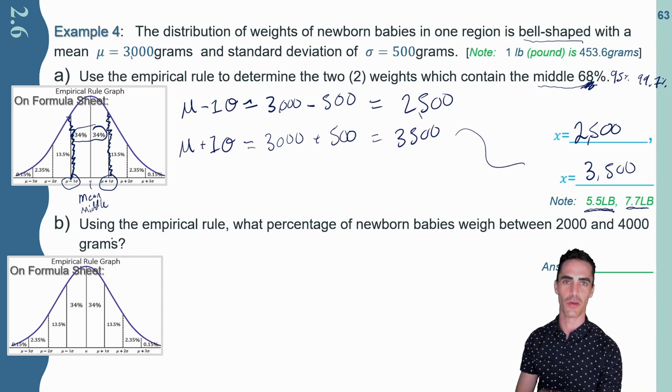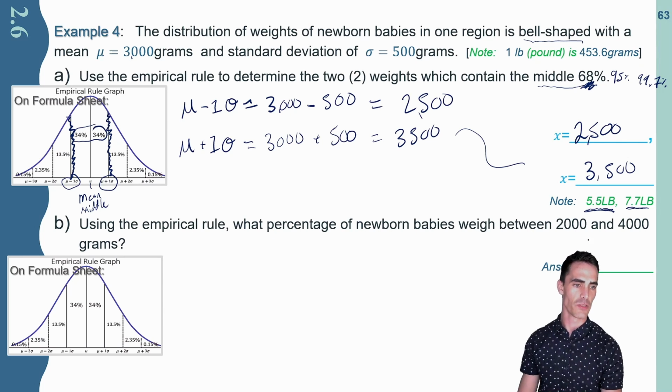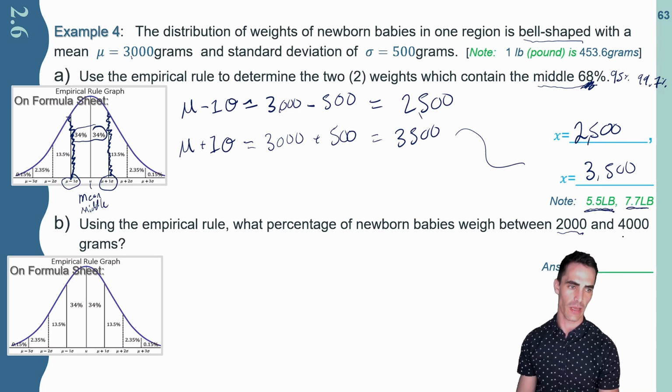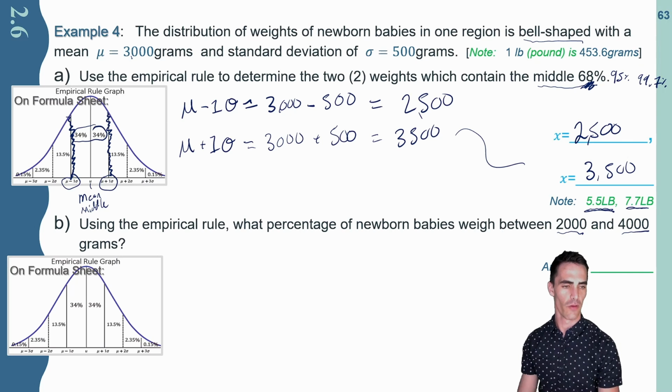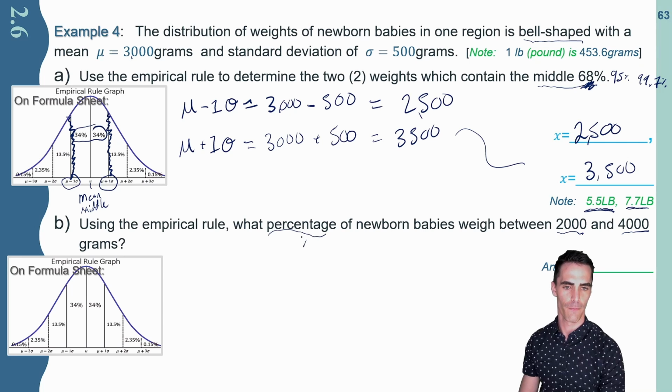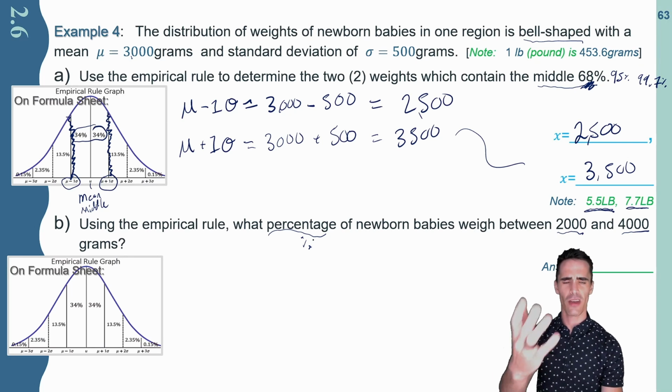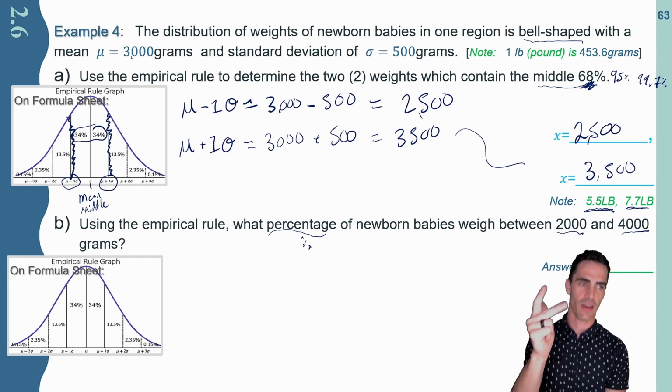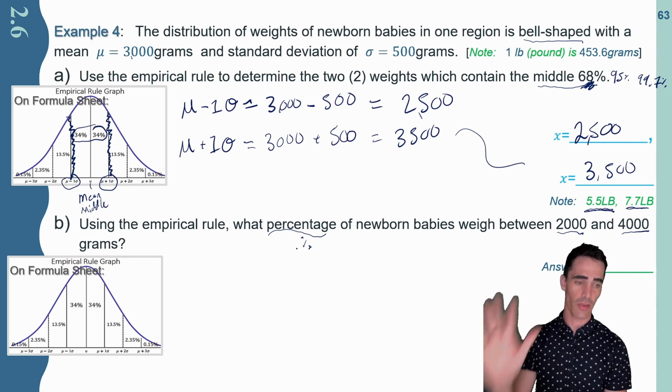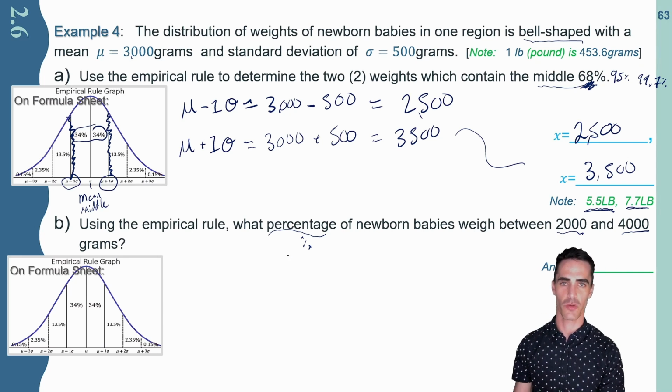What else? Let's see if we can do it in reverse. Let me show you what I mean here. Use the empirical rule. What percentage of newborn babies weigh between 2,000 grams and 4,000 grams? What percentage? We had our standard percentages before, that 68, 95, and 99.7. If you want to take a guess, you're welcome to guess which one of those three, but let me show you how to figure out exactly.